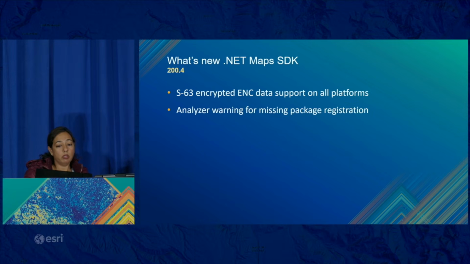We also added a new analyzer, introduced in 204 for NuGet packages, for when users forget to add or register their runtime libraries. This analyzer warning will generate a build error if use ArcGIS runtime is not included in your application. Likewise, when using the .NET Maps SDK toolkit, a build error will be generated if use ArcGIS toolkit is absent. Maybe we should show this in the demo, Morten, to show how this analyzer warning pops up.